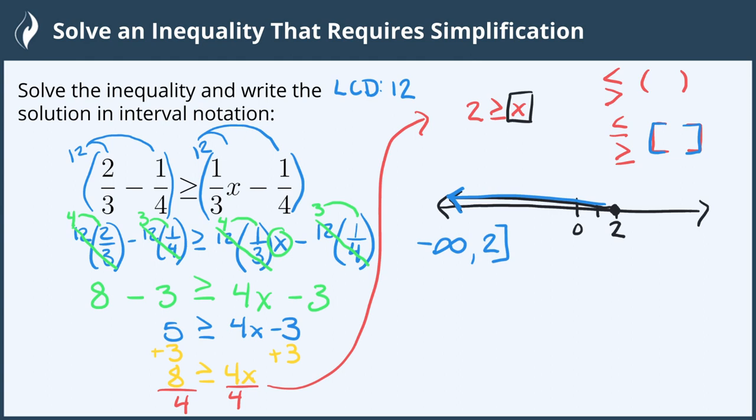You'll notice I didn't have a bracket or parenthesis on the negative infinity yet. I wanted to discuss that infinity continues to go on forever, so we can never actually include it. So whenever we have an infinity, we always have to use a parenthesis. So the interval notation for our inequality is negative infinity to positive 2 going from left to right, and now we're all done.